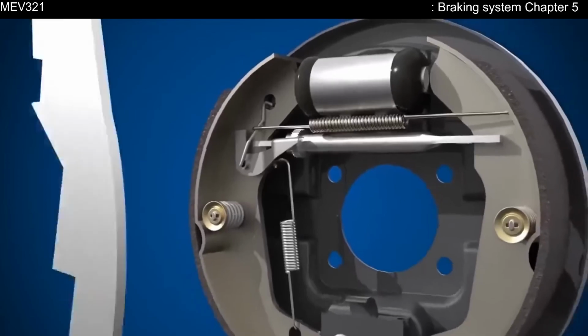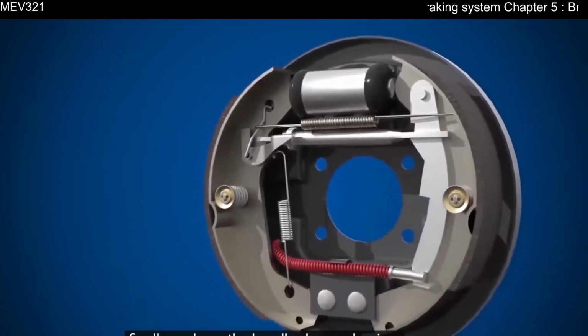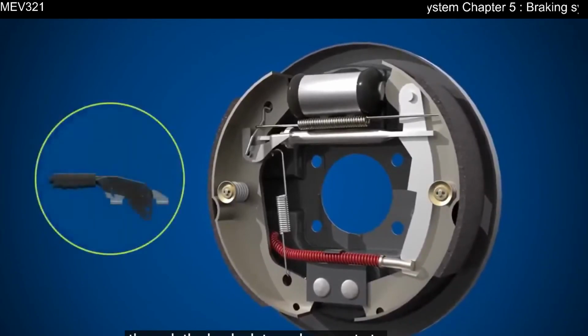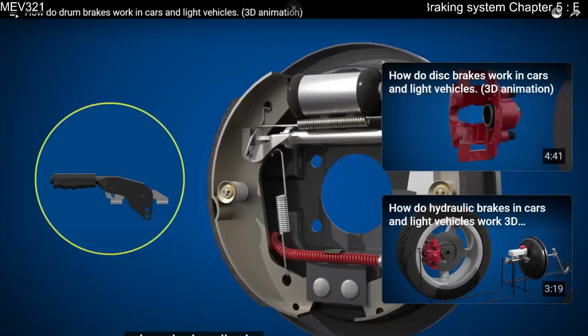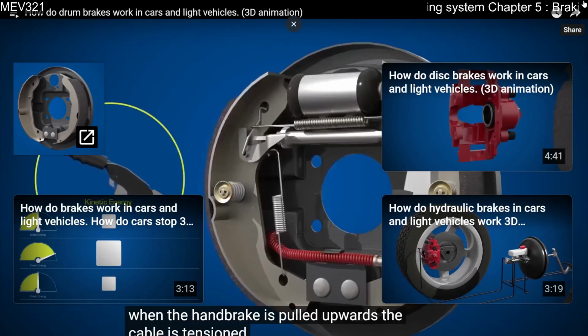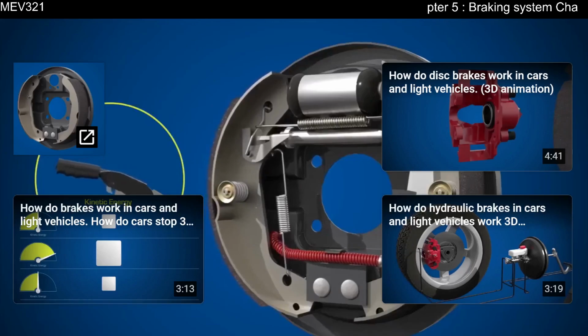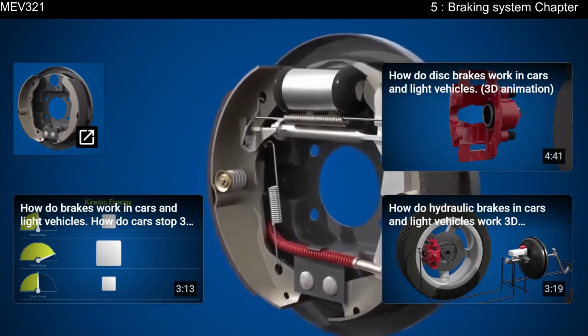Finally, we have the handbrake mechanism. The handbrake cable enters the drum through the backplate and connects to the brake shoe lever arm. Cable, electronic, and hydraulic systems are found in handbrakes, but in our example, cables are used to activate the rear brakes. When the handbrake is pulled upwards, the cable is tensioned, forcing the brake shoes out against the brake drum. A ratchet in the handbrake maintains this tension until the handbrake is released. And that's the basics of a drum brake system.